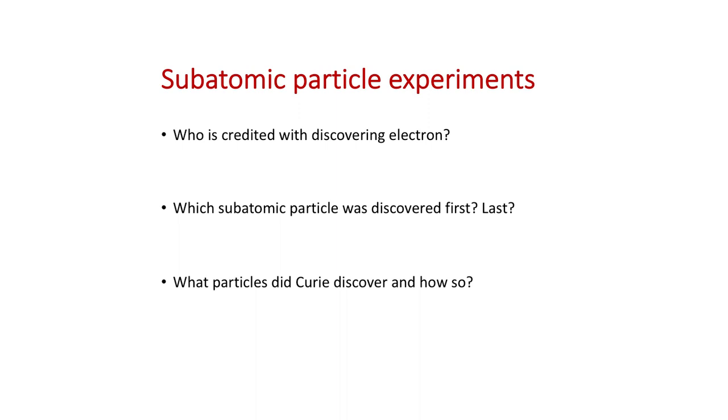Subatomic particle, who discovered the electron, that's Thomson. Late 1800s, the subatomic particle discovered first was the electron. The last particle is the neutron. The neutral particle, harder to discover.